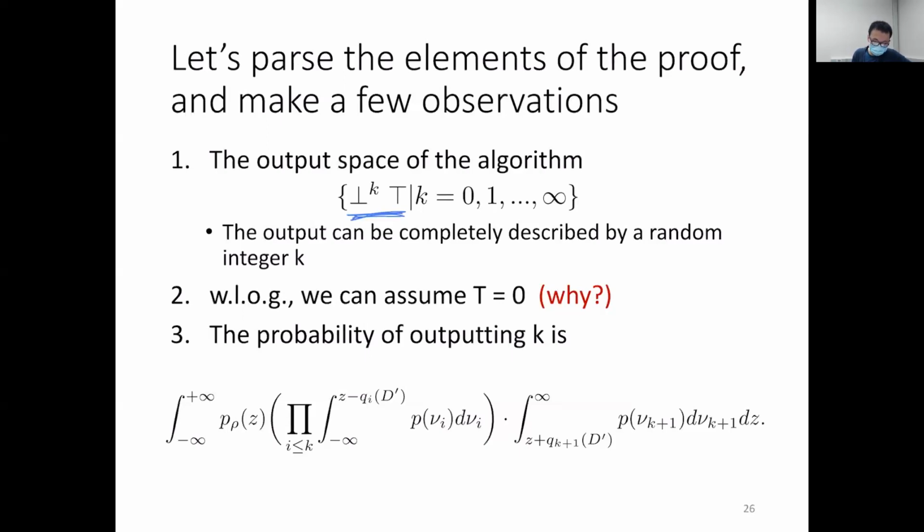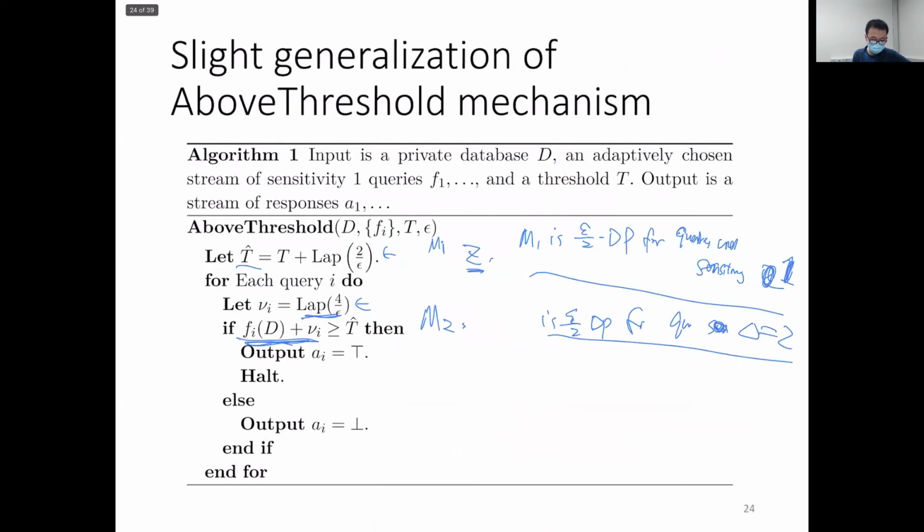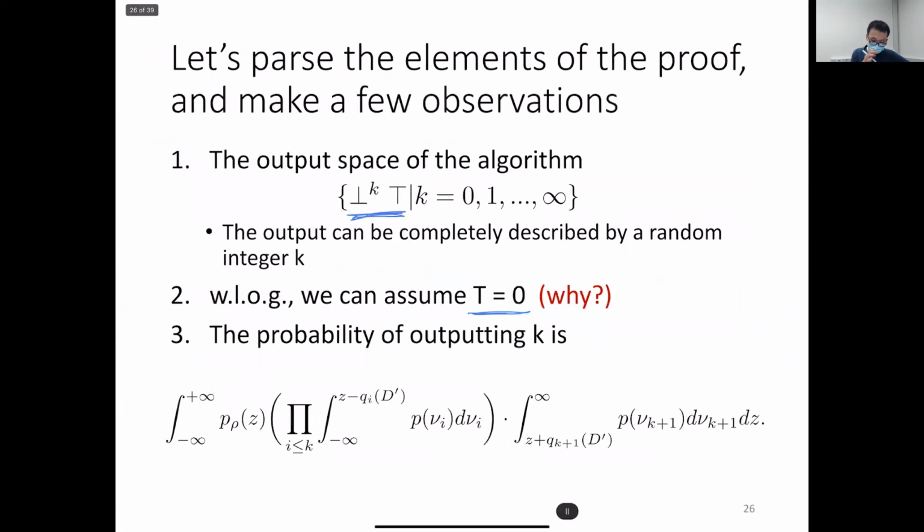The second remark that I'm going to make is that without loss of generality, we can assume t to be equal to 0. So t is a threshold that we set. We can simplify the problem a little bit by always choosing t to be 0. Why is that the case? Because we can always redefine these queries by defining them to be f_i minus t, which itself is also a sensitivity 1 query. So this helps us to simplify the notation a little bit.